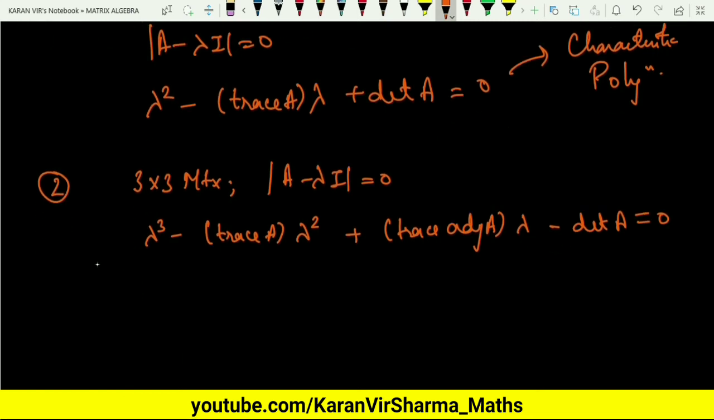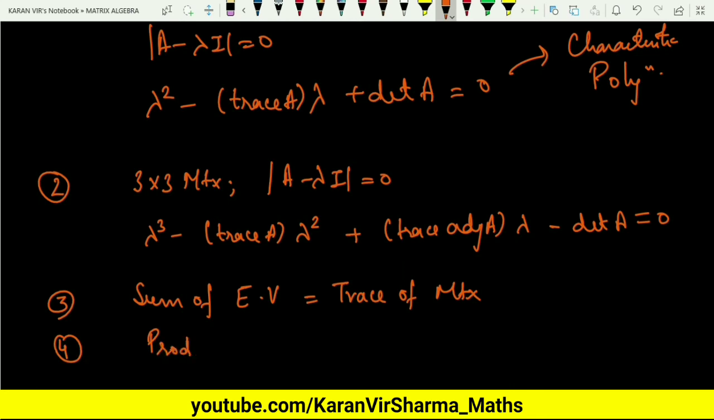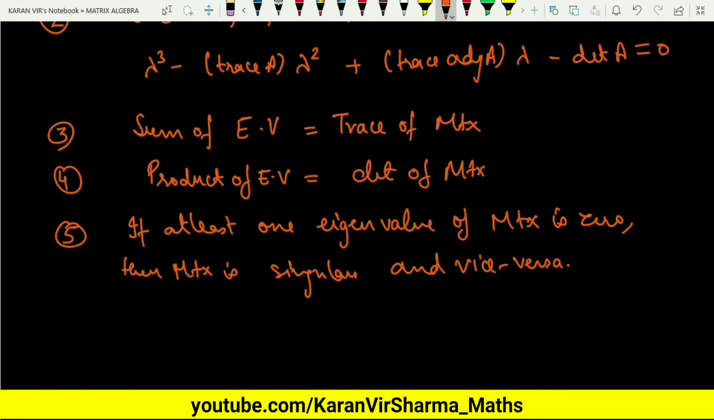A few more important results. The next result is, if we take the sum of eigenvalues, I will represent eigenvalues as E.V., the sum of eigenvalues is nothing but the trace of a matrix. And fourth is the product of eigenvalues is nothing but the determinant of A, that is the determinant of the matrix. And the fifth result is if at least one eigenvalue of the matrix is 0, then the matrix is singular, and this result holds vice versa even. So let us solve a few problems.